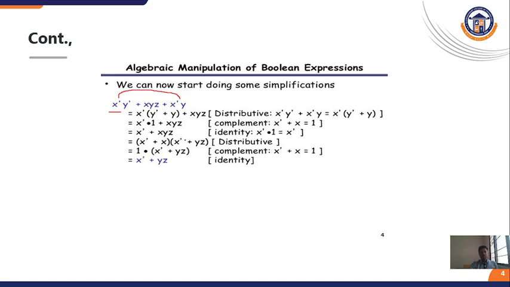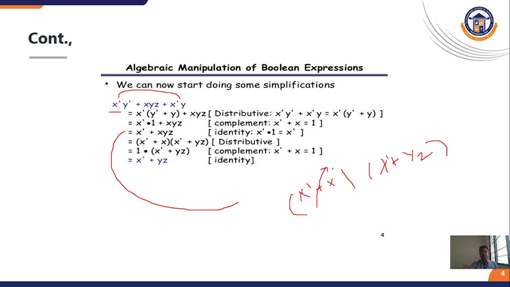By using the distributive law, we can rewrite this as (x bar plus x) and (x bar plus y z). We know x bar plus x will become 1, then we can rewrite it as x bar plus y z. So this is the simplified function of the given Boolean function.